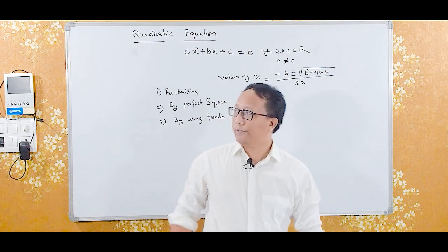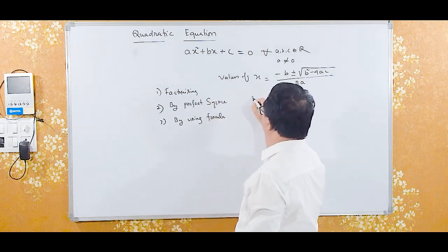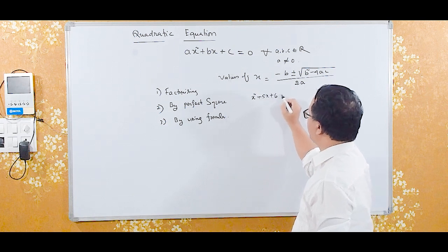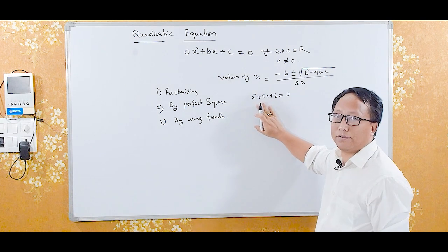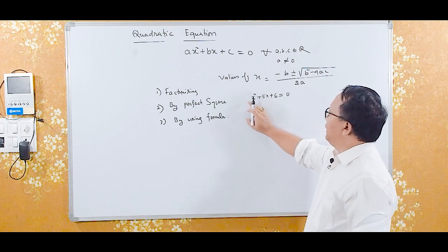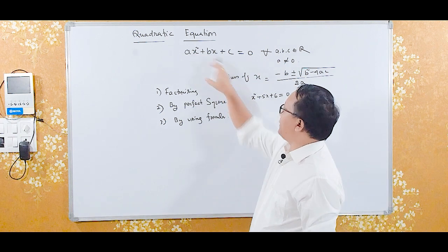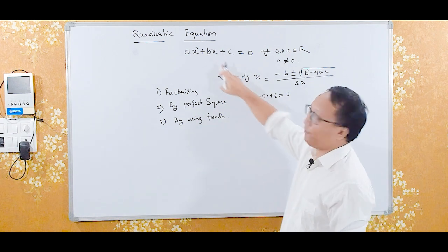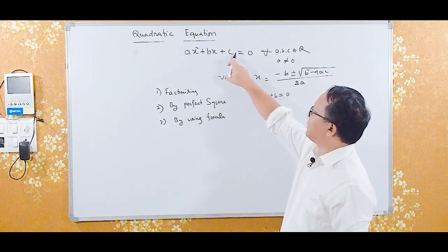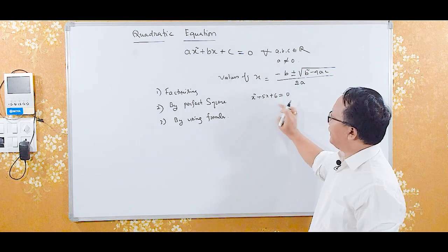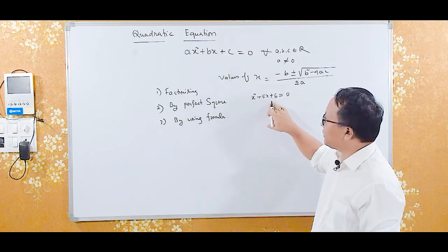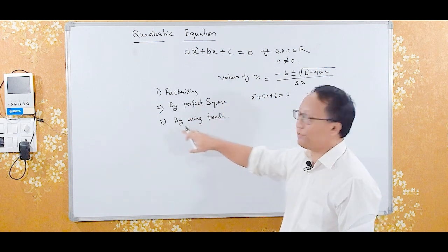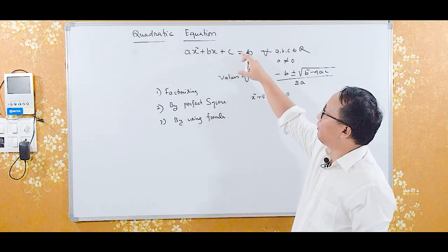Let's take an example: x² + 5x + 6 = 0. How to solve this quadratic equation? Here, if we compare this equation with the standard form, a is 1, b is 5, and the constant term c is 6. So we'll solve the same equation by the factorizing method, by the perfect square method, as well as by using the quadratic formula.